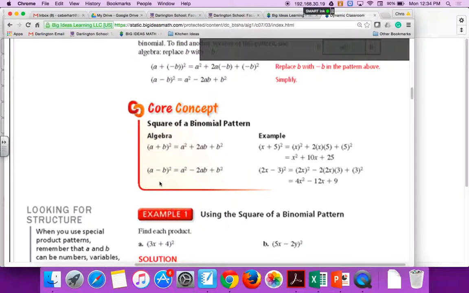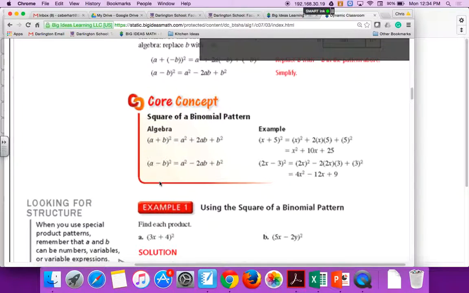For subtraction, it's the same exact thing. The only difference is that this plus becomes a subtraction, since you end up combining like terms if you were to write it all out. So you go ahead and do the same thing. (2x) squared is actually 4x squared. Negative 3 times negative 3 is a positive 9. And then 2ab, 2 times our a, 2x, times 3.